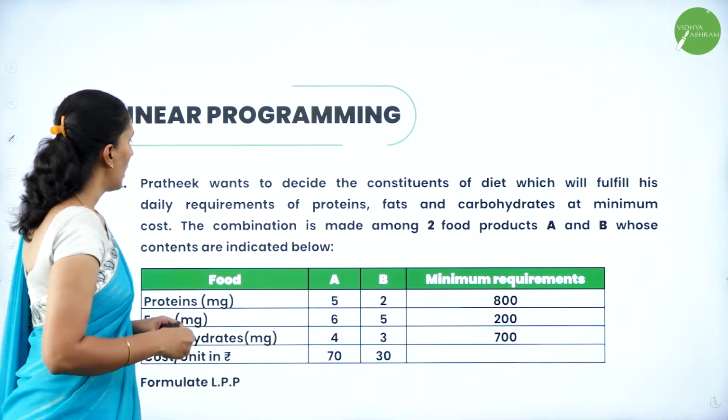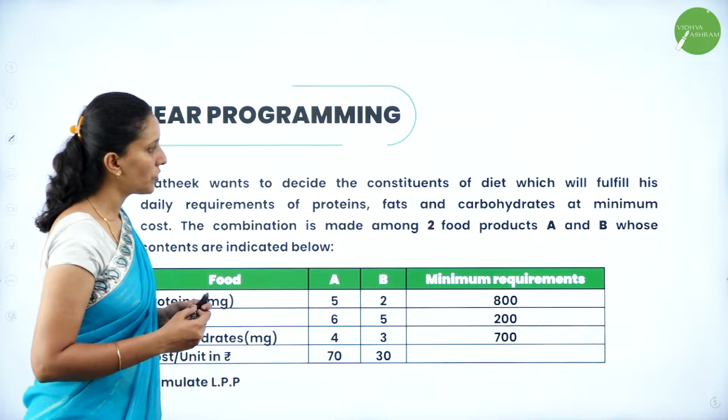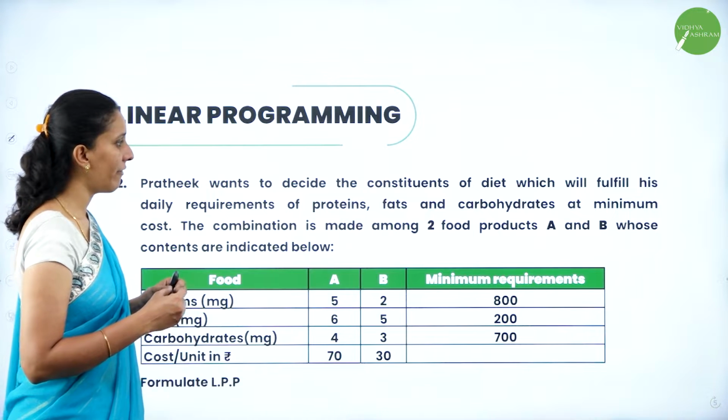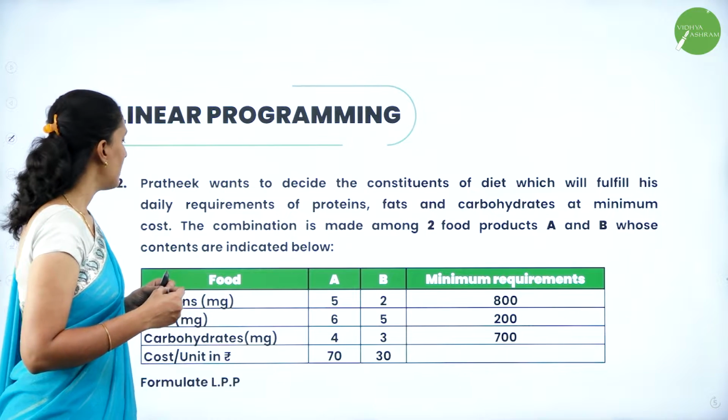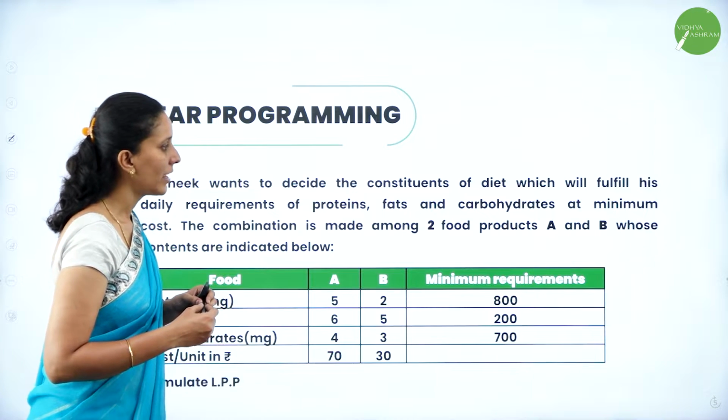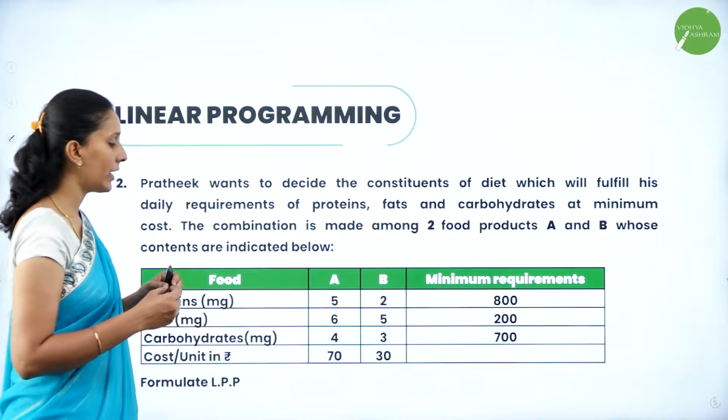Next. Prateek wants to decide the constituents of diet which will fulfill his daily requirements of protein, fats and carbohydrates at minimum cost. The combination is made among two products A and B whose contents are indicated below.